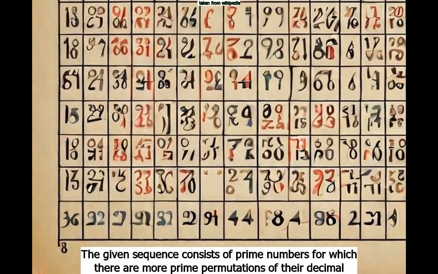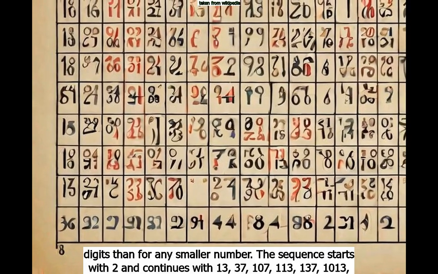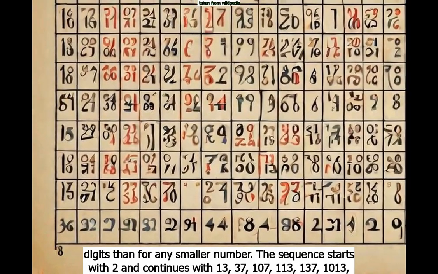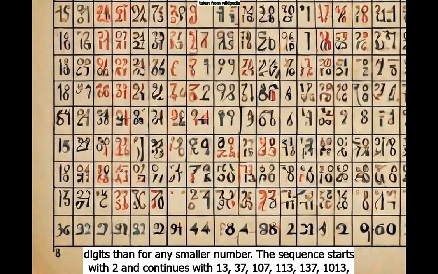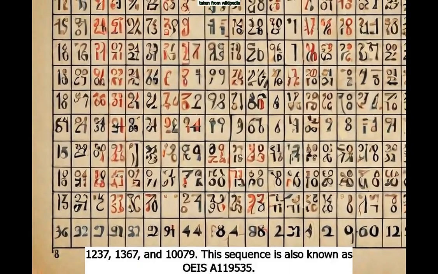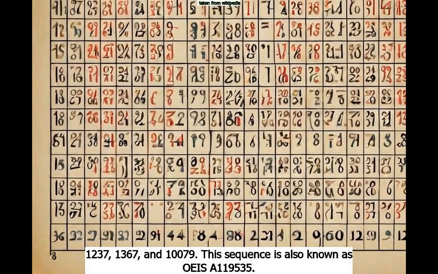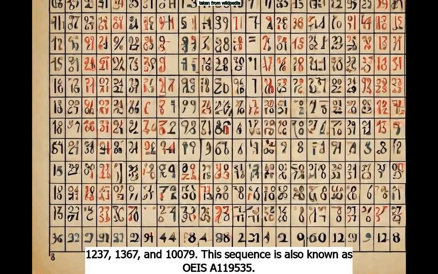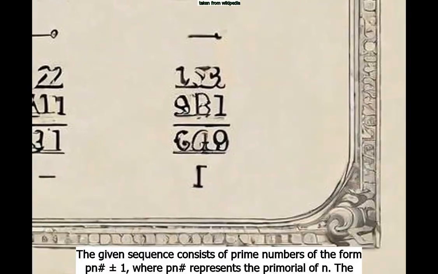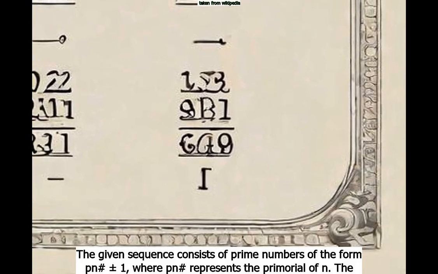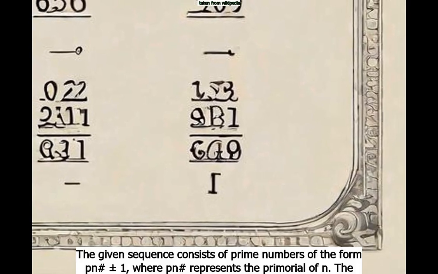for any smaller number. The sequence starts with 2 and continues with 13, 37, 107, 113, 137, 1013, 1237, 1367, and 10,079. This sequence is also known as OEIS A119535. The given sequence consists of prime numbers of the form Pn# plus or minus 1, where Pn# represents the primorial of n.